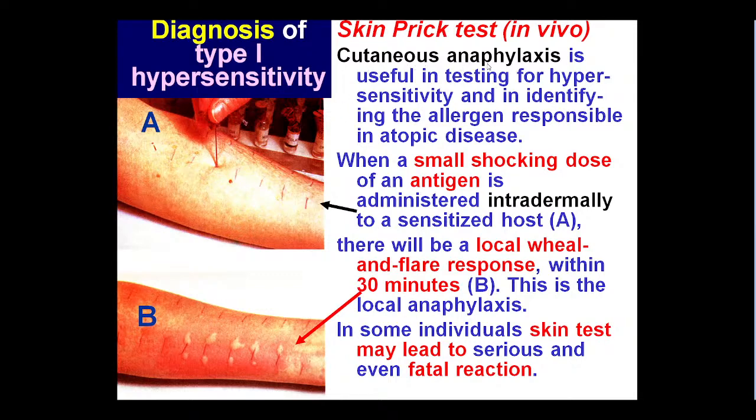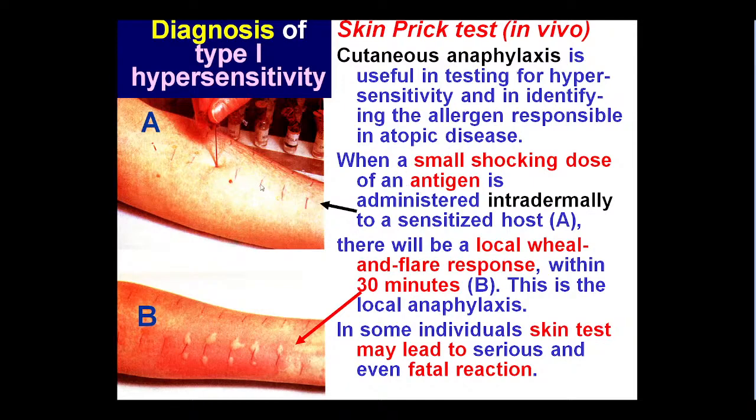This is a cutaneous anaphylaxis test that is useful in testing for hypersensitivity and identifying the allergen responsible for atopic disease in the patient, for demonstration of the effect of the disease and of the causing allergen.